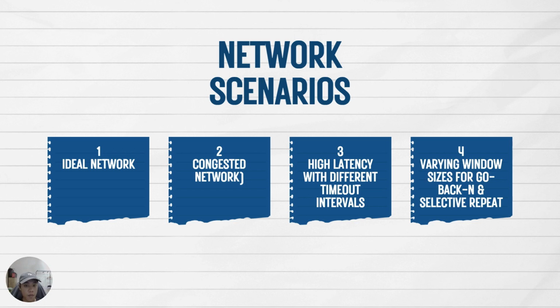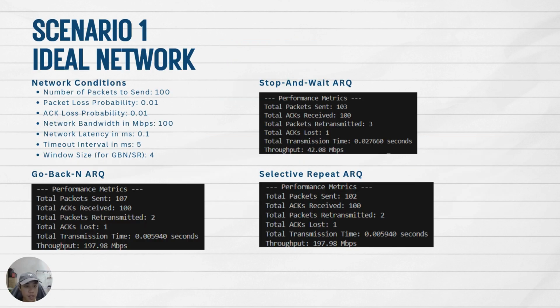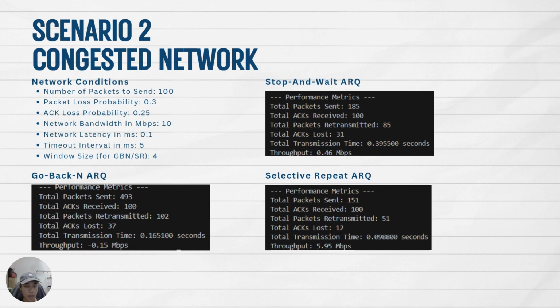There are four network scenarios. I'm going to present one and two. First, we have the ideal network, where we have a high network bandwidth and low latency, and these are the results for all the ARQ protocols. Next, the congested network, where we have a low network bandwidth and high packet loss or latency. And these are the results for all the ARQ protocols. That's all from me. Thank you.